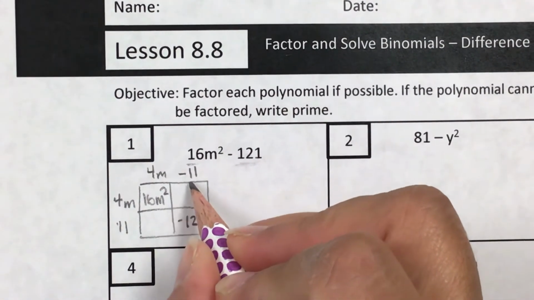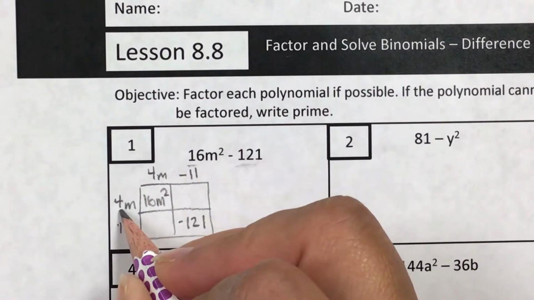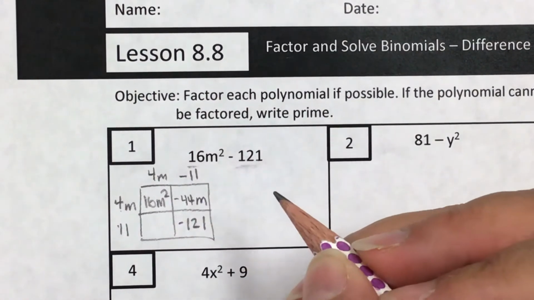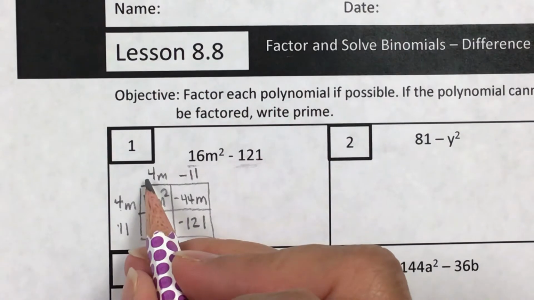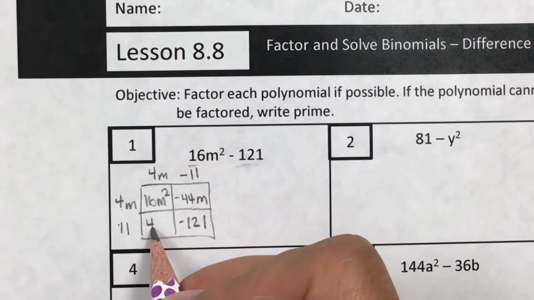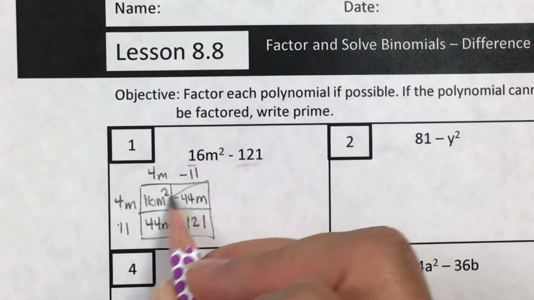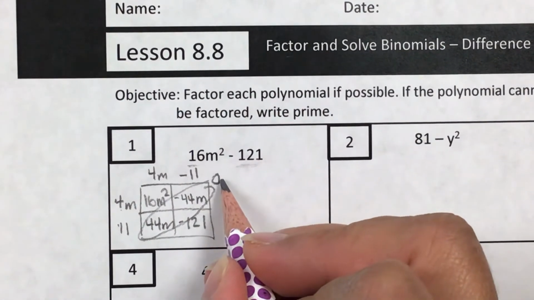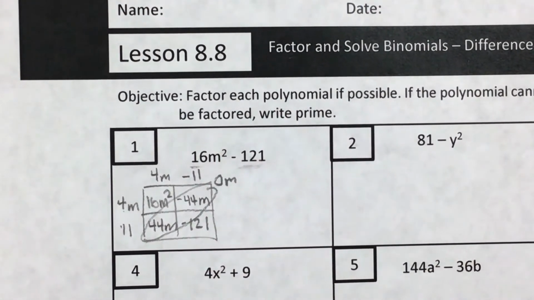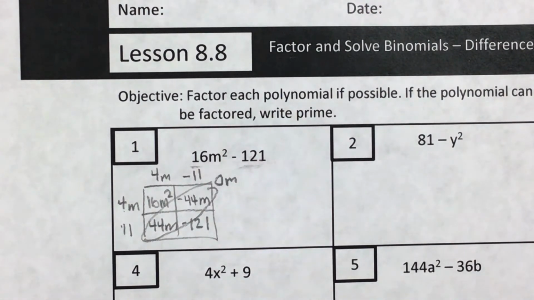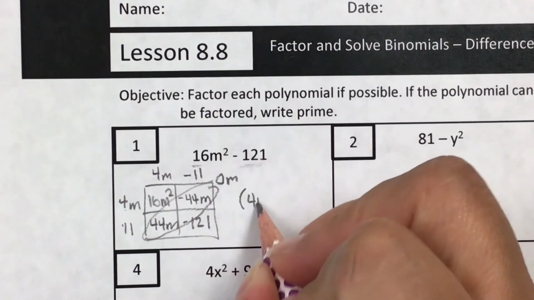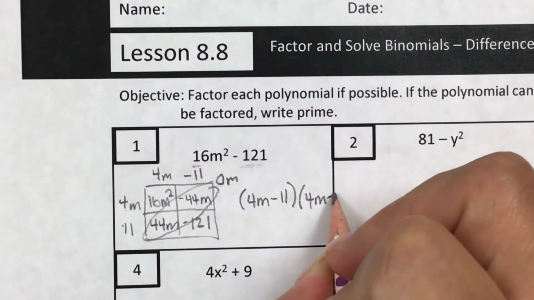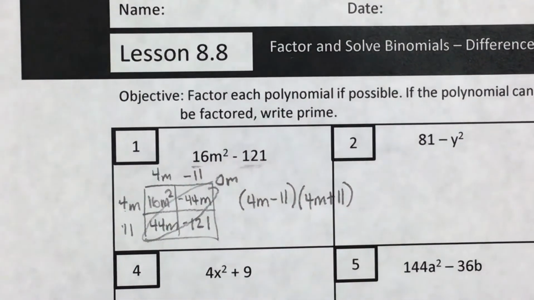But watch this. 11 times a positive 4m is a negative 44m. A positive 11 with a positive 4m is a positive 44m. And they end up canceling out. There is no middle term. There's no 0m that needs to be written. So we know that these are the correct factors. Making 4m minus 11 and 4m plus 11 the factors of these two sections.